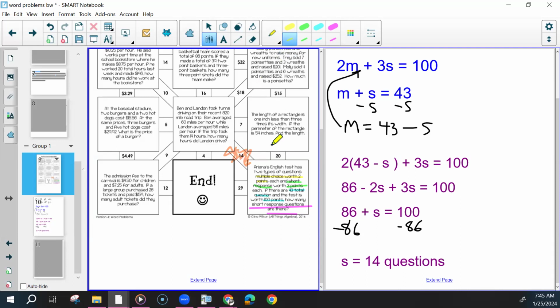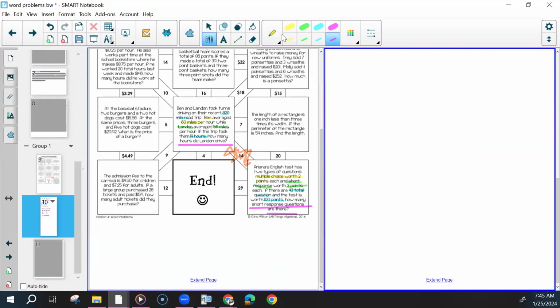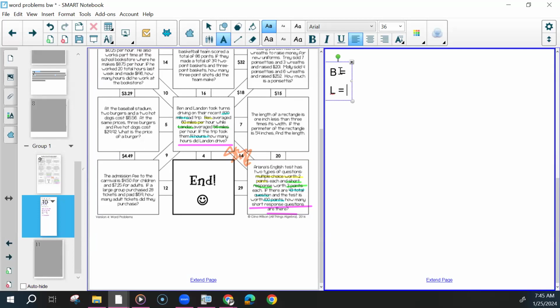What's important there? Sixty miles per hour, and I'm going to say that that is for Ben, and that is for Landon. What else? And what are we looking for? Correct. So we need two variables. What do we want to call them? Sure. I'm going to capitalize them. And these would represent what?